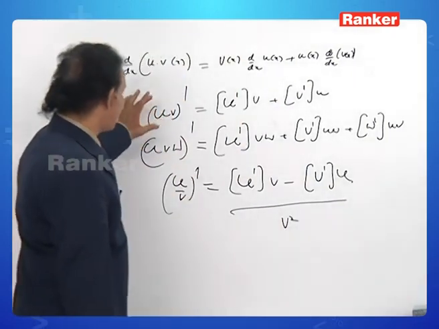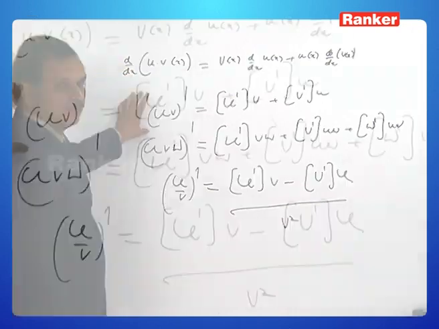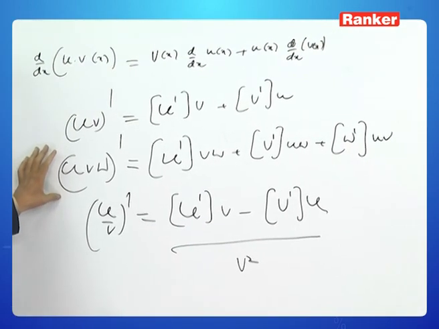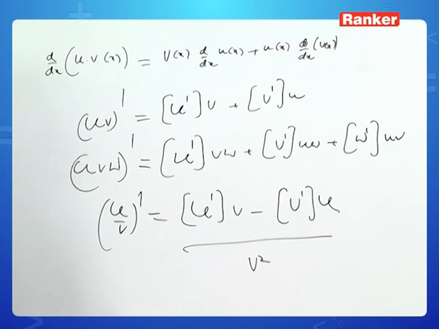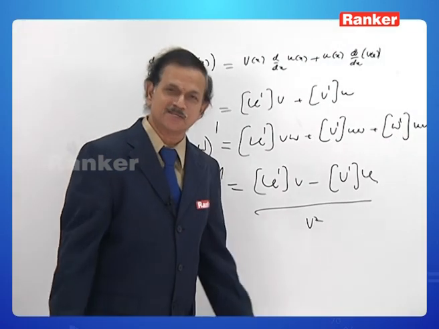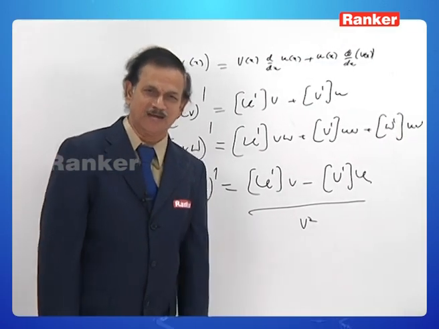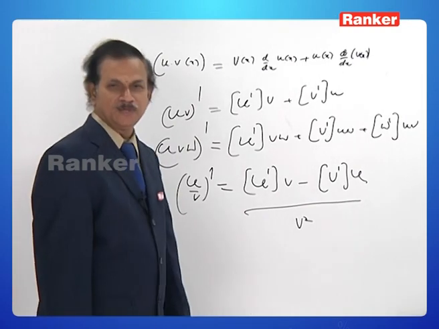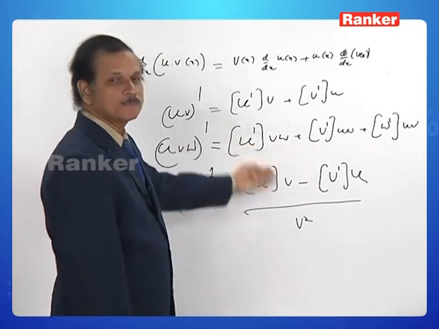This is called a product rule. This is nothing but this. This is again the extended product rule. This is the quotient rule, u by v. We mean the quotient of u and v, isn't it? So it is called a quotient rule. This is a product rule. This is also a product rule.